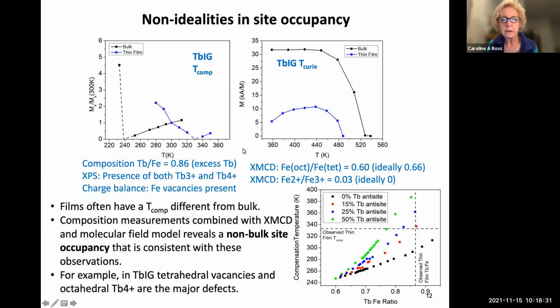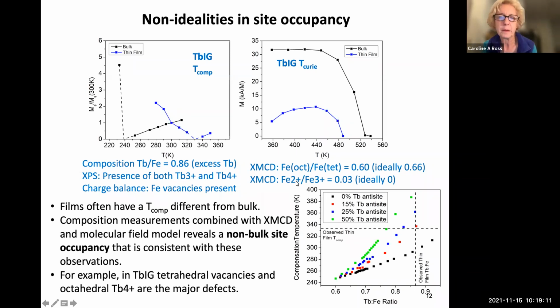Let's look now at how we can engineer the site occupancy, or understand the site occupancy, of these materials to relate to their magnetic properties. We had a long-standing mystery as my students grew films of terbium iron garnet here. So Tb3Fe5O12. It's supposed to behave like this black line in bulk, have a magnetization that drops to 0 at about 240 Kelvin. That's the compensation temperature, and then comes up again and then goes down to the Curie temperature, which is 550 Kelvin.